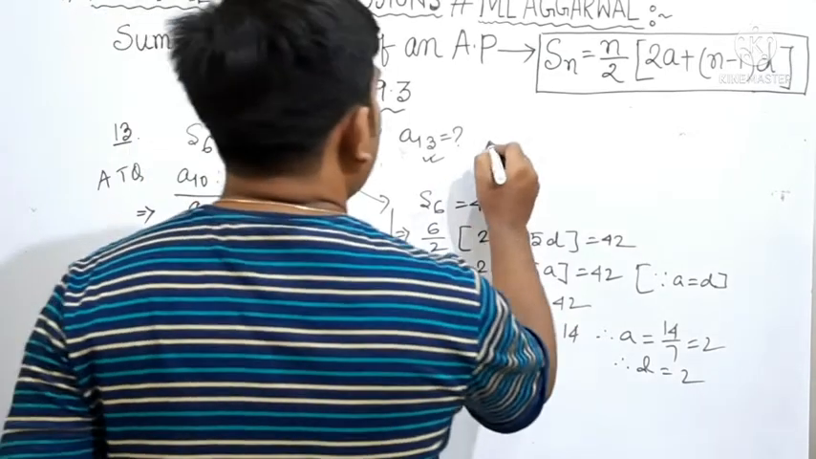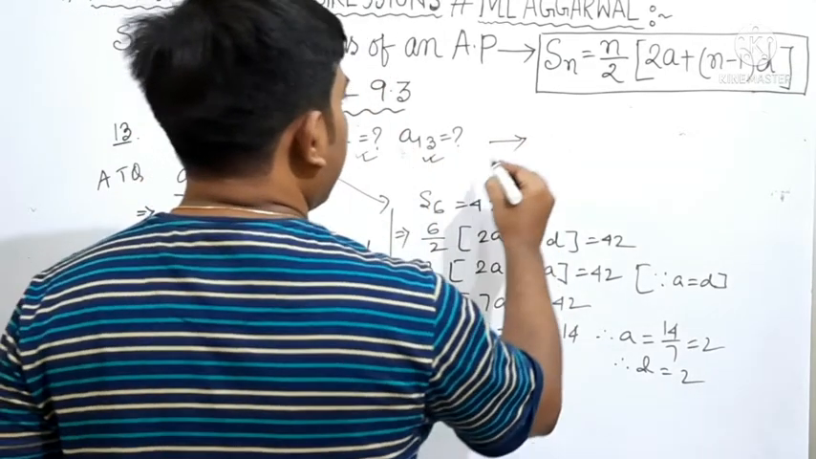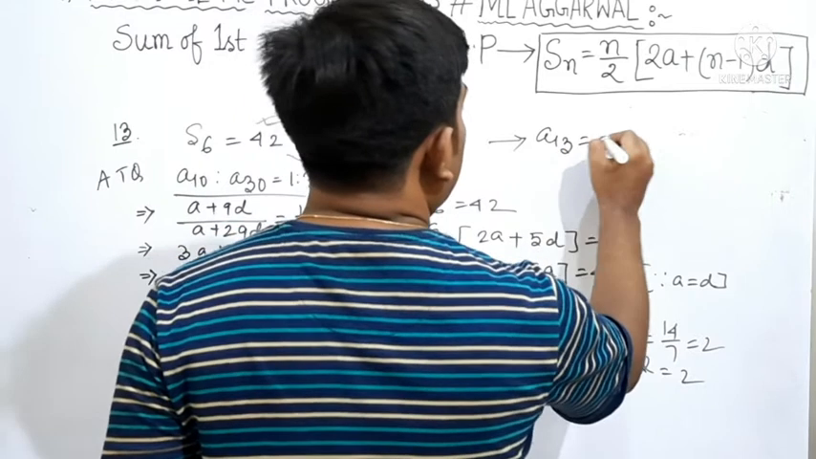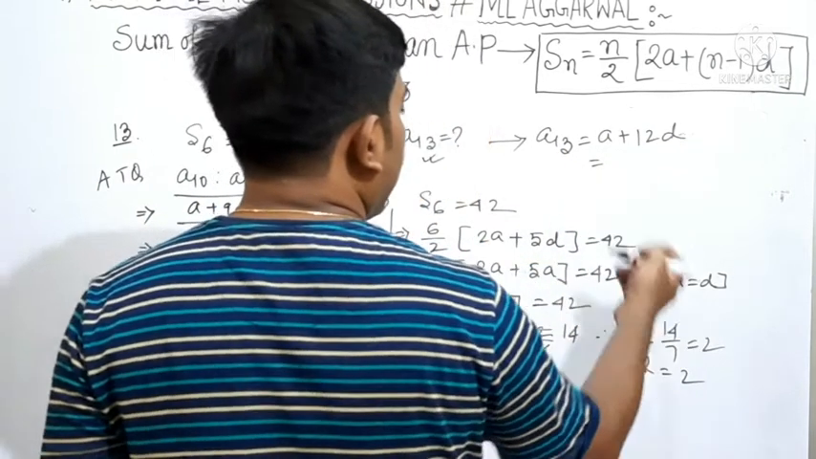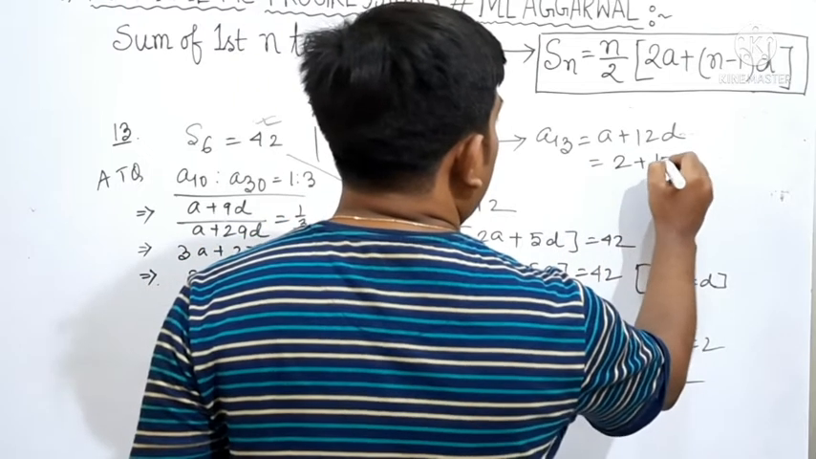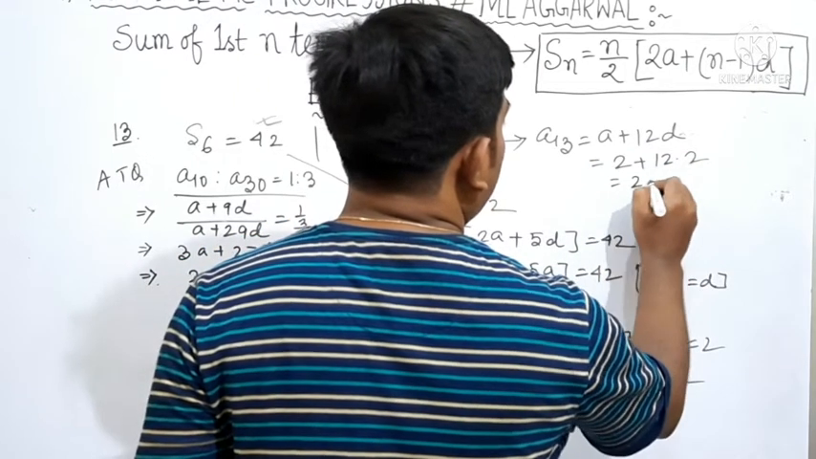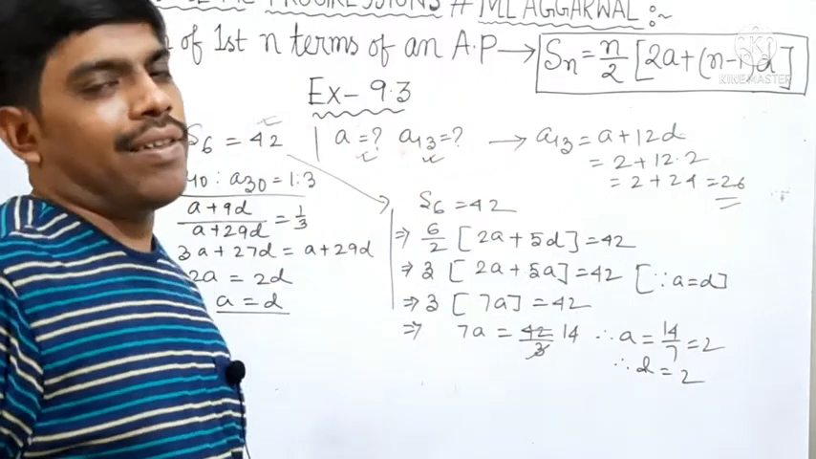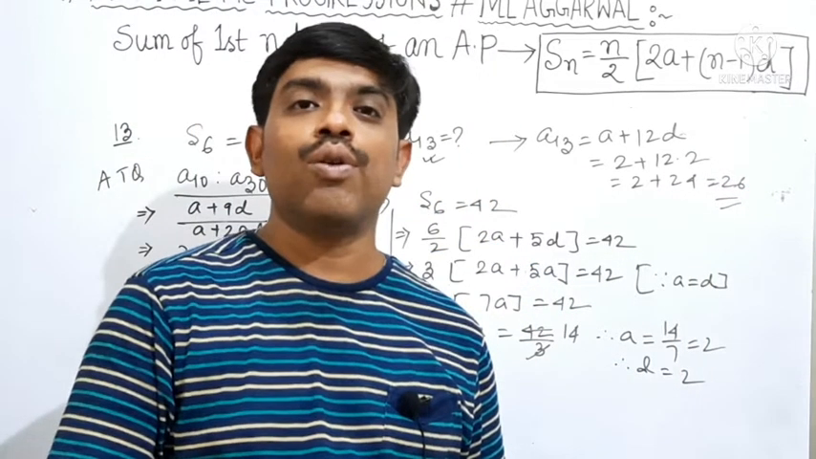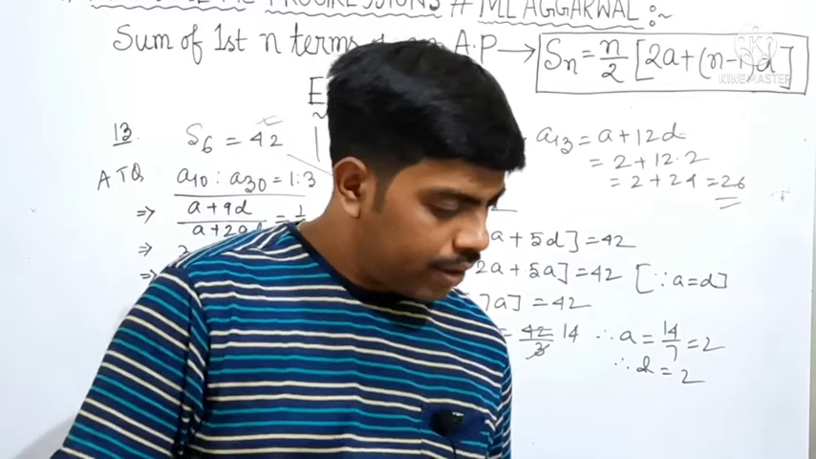So now we have to find out the value of a13. a13 will be a plus 12d. Okay, the value of a is equal to 2 and the value of d is also 2. So it will be 2 plus 24, it will be 26. Okay, I think the problem is very easy. Now we will go to the next problem.